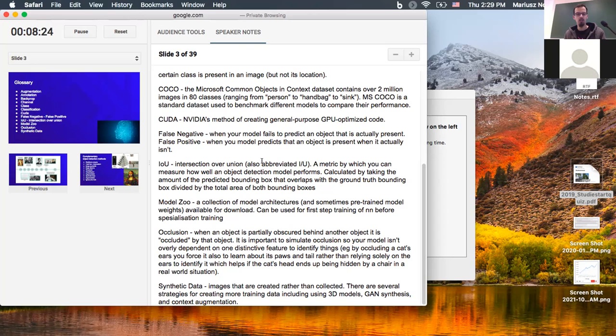Occlusion is just a word that says that the thing you're trying to look at is hidden behind something, or if it's blurred, skewed, scaled, etc.